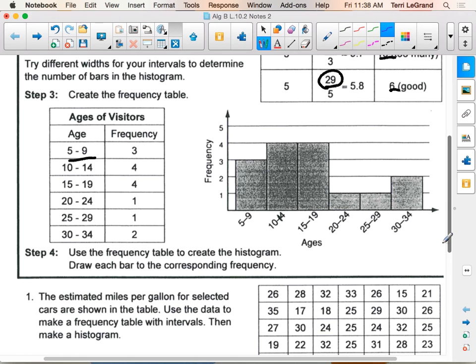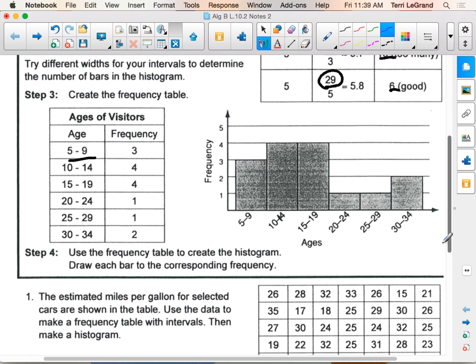Now that's our frequency table. Now when we come over here to make our histogram, how many people were in that age group are represented on the vertical. That's how high our bar will be. And the intervals are represented on the x-axis. Notice something about the intervals. What's true about them?